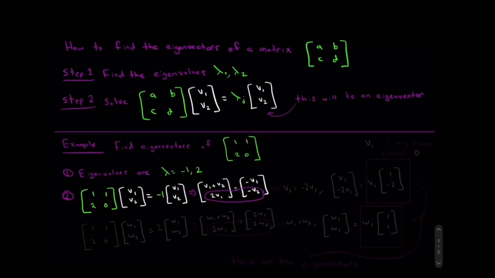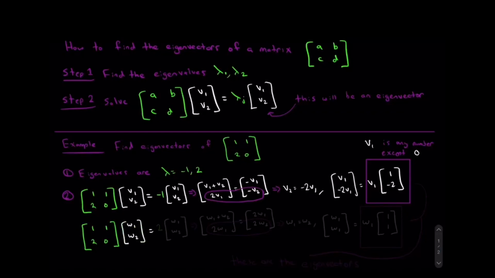Now, you're not going to be able to find out what exactly v1 is, because remember, it's not one eigenvector, it's an entire eigenline. But we do know this relation between v1 and v2. So we can replace the eigenvector with v1 times 1, -2. v1 can now be anything as long as it's not 0. You know, there's an entire line of eigenvectors.